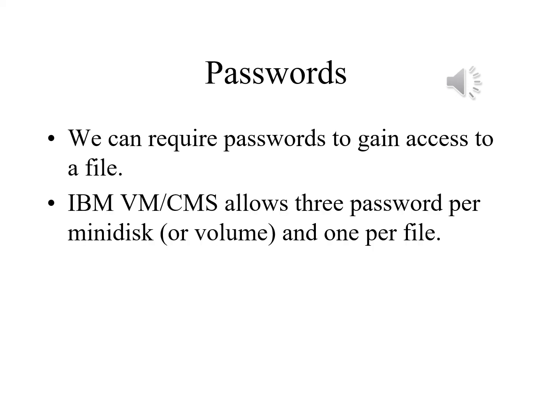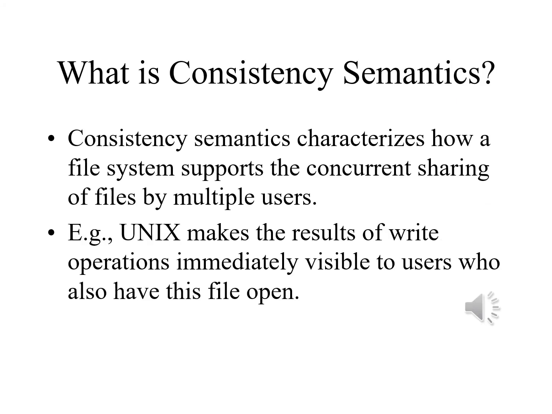Password protection is another way of controlling file access. IBM's VM-CMS operating system allows 3 passwords per volume and 1 per file. If several users are all reading the same file at once, that's not a problem. But if one of them makes a change in the file, that's another story. What image of the file do the other users see? The one before the change, or the one after the change?